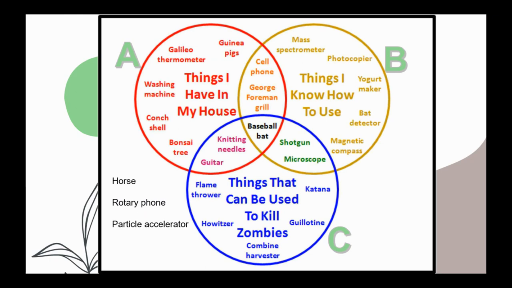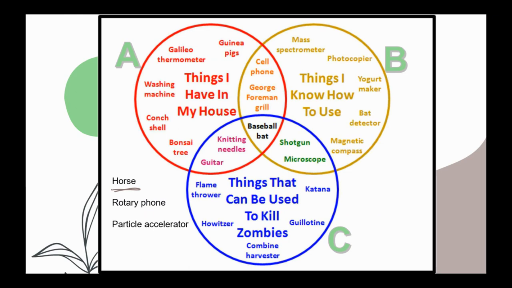So here's a Venn diagram. This is kind of an interesting one. We've got a set of things I have in my house, a set of things I know how to use, and a set of things that can be used to kill zombies. Our universe is in the box, and notice I have a couple of things outside that don't belong to any sets. For example, a horse. I do not have a horse in my house. I don't really know how to use one, and I don't think you can use a horse to kill a zombie. Okay, same with a rotary phone or a particle accelerator. Feel free to debate that amongst yourselves, but we're going to go with those three things being in the universe but not fitting into any of those sets right now, okay?